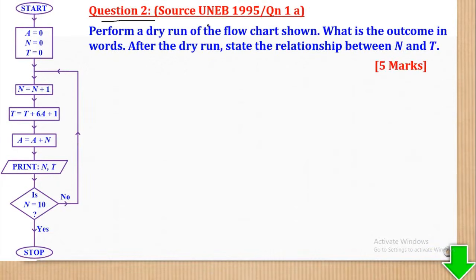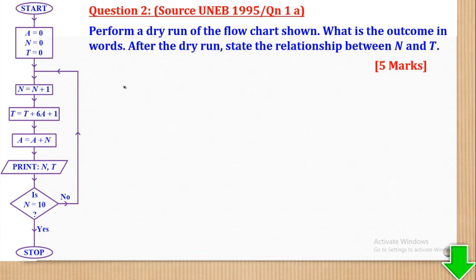Now we shall go to question 2, which came from UNEB 1995, paper 2, question A, and says, perform a dry run of the flowchart shown. What is the outcome in words? After the dry run, state the relationship between capital N and capital T.